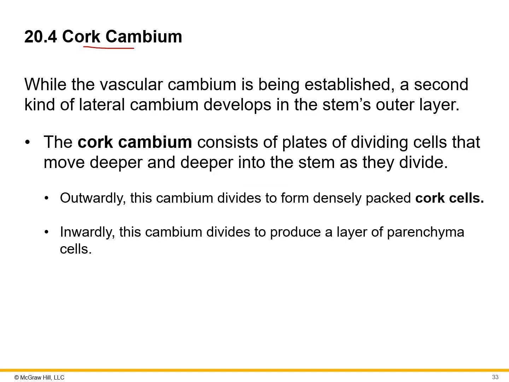Then that cork cambium. So while that vascular cambium is kind of being set up, that second lateral cambium develops on the outer part, so on that outer layer there. So that cambium consists of plates of dividing cells. They move deeper and deeper into the stem as they divide. So outwardly, it divides to form densely packed cork cells. Then inwardly, they produce those parenchyma cells to carry out their different functions.